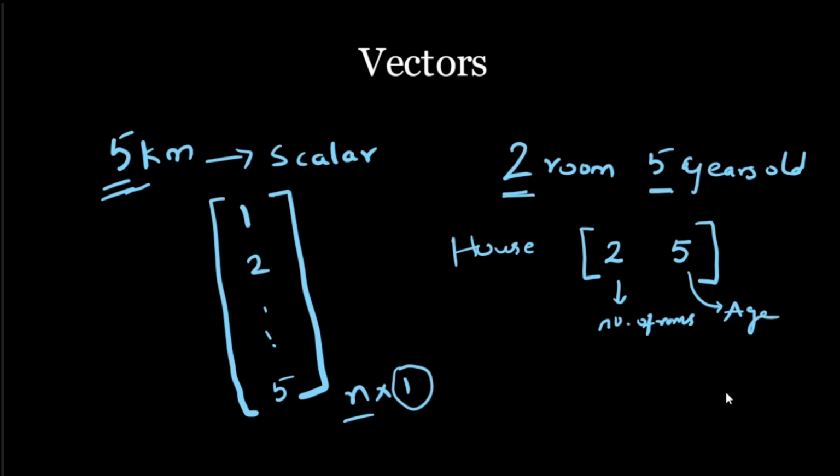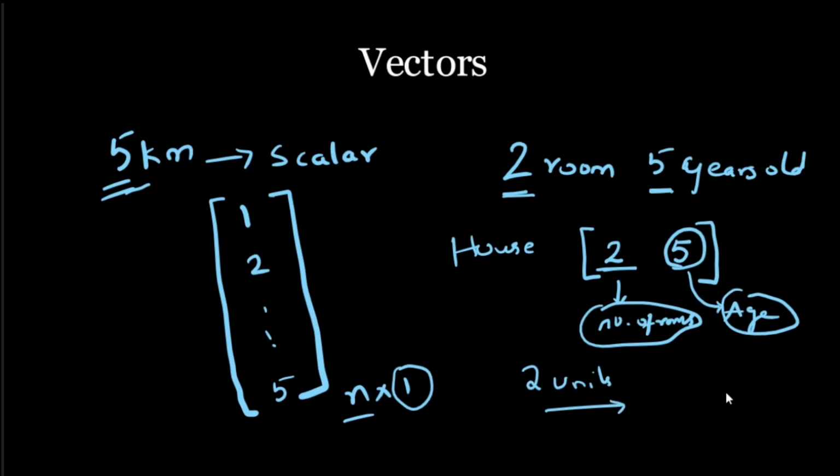Therefore, you can think of a vector as a combination of multiple scalars, where each scalar represents the magnitude or the number of units in a specific dimension. So when you are describing this house, you are saying that the house is 2 units of magnitude in the number of rooms direction and 5 units of magnitude in the age direction.